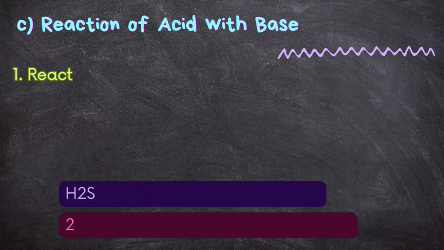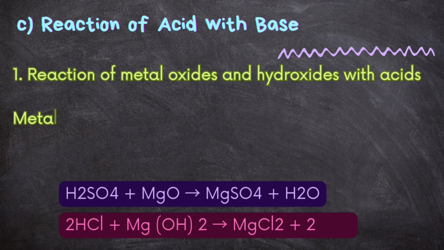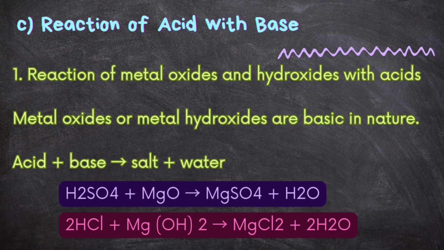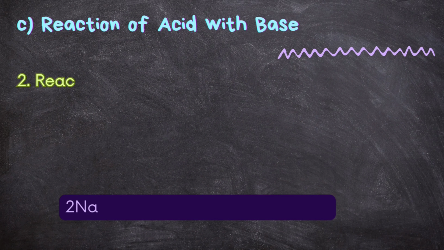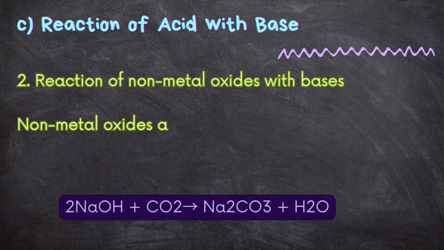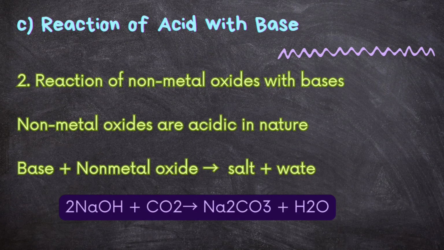C. Reaction of acid with base. 1. Reaction of metal oxides and hydroxides with acids. Metal oxides or metal hydroxides are basic in nature. Acid plus base gives salt plus water plus heat. 2. Reaction of non-metal oxides with bases. Non-metal oxides are acidic in nature. Base plus non-metal oxide gives salt plus water plus heat.